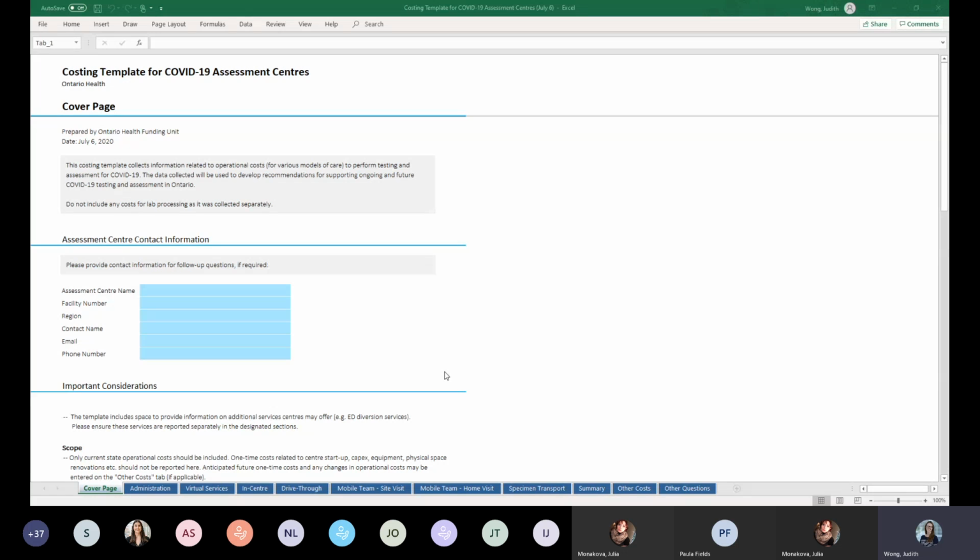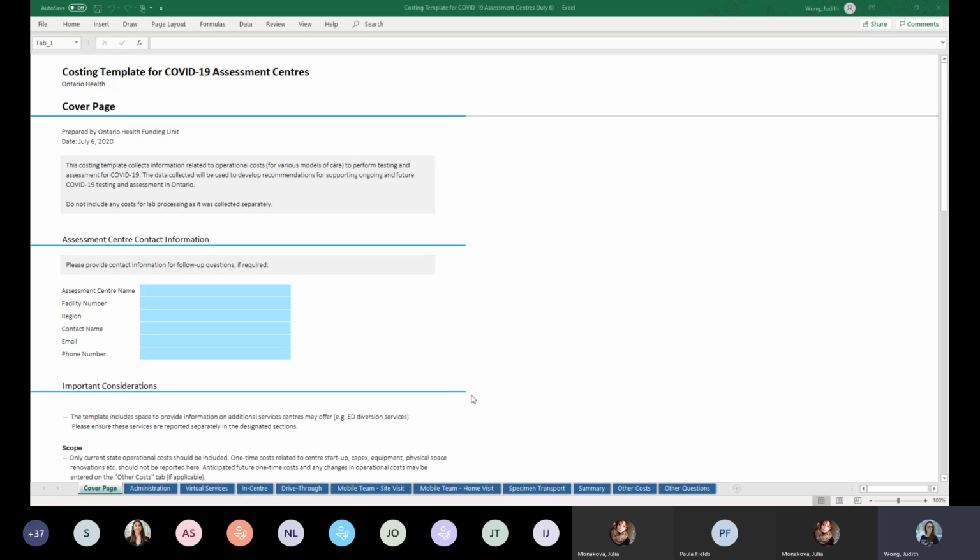So that's a little bit of context for you. If you look at this template and say, oh my gosh, this is a lot of information, why do they want all of this? We fully recognize that it's an imperfect process, but it's really a function of the way that assessment centers have developed independently across the province, and us trying to get a handle on that.